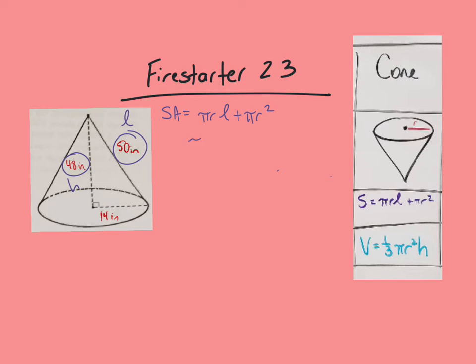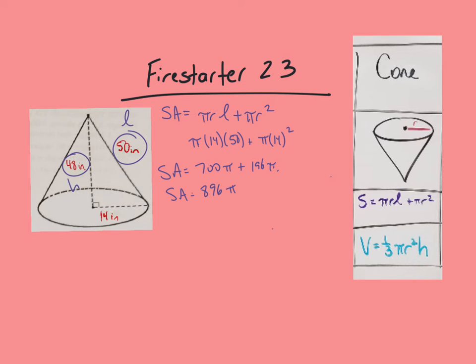So I'm going to put pi in there. Remember, pi is just a number. R is 14. The slant length is 50. Plus pi, R is 14 squared. So my surface area is going to be 700 pi plus 196 pi. So my surface area is going to be 896 pi.